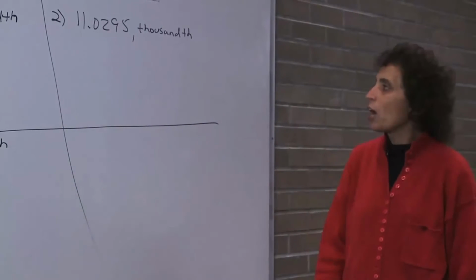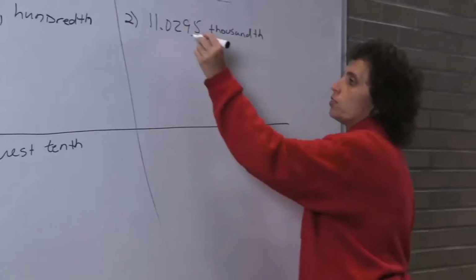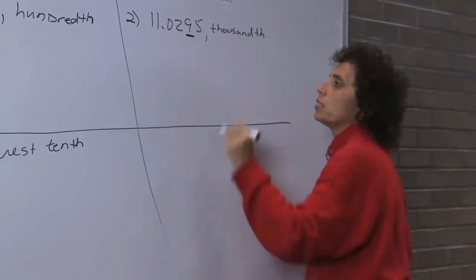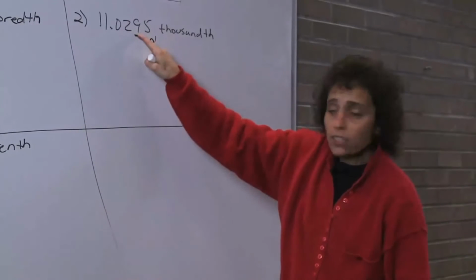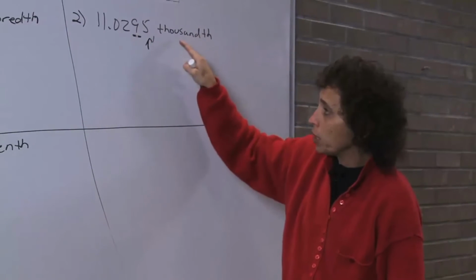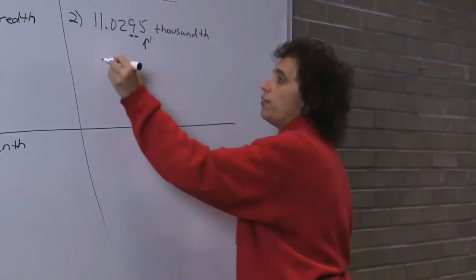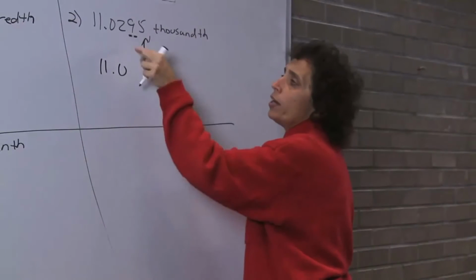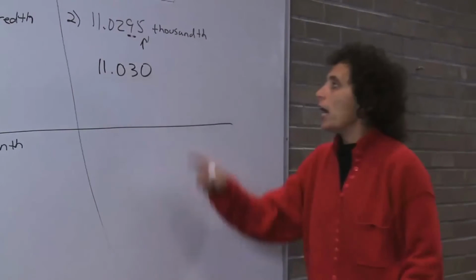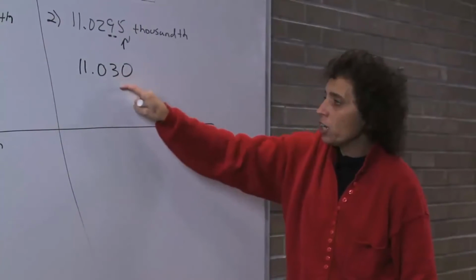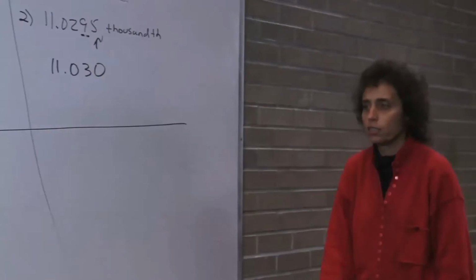Let's look at number 2, thousandths place. Tenths, hundredths, thousandths. I look at that. That is a 5 or higher. Remember, I have to see that place. I have to see the place they're telling me to round to. Okay? So it's 11.0 instead of 29. It's going to be 30. I have to see the thousandths place. Tenths, hundredths, thousandths. Have to see it.